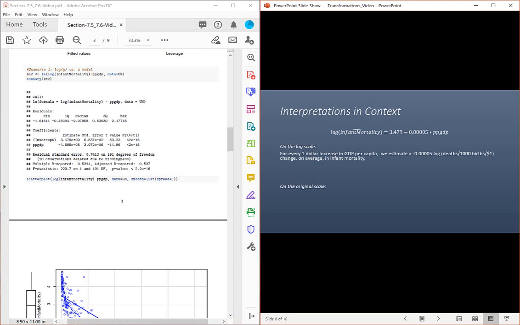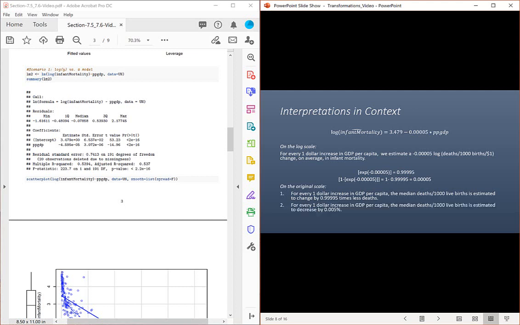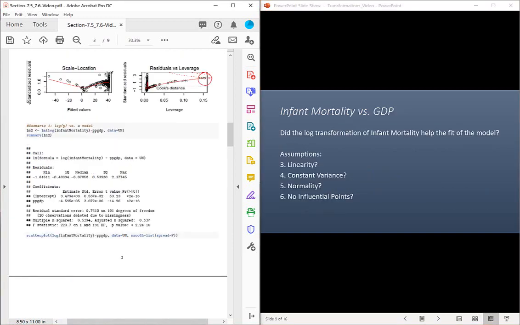Before interpreting on the original scale, we need to find e to the negative 0.00005, our slope value. Because the slope is negative, the change on the log scale is negative and shows a percent decrease. For every $1 increase in GDP per capita, the median deaths per 1,000 live births is estimated to change by 0.99995 times less deaths. Or, for every $1 increase in GDP per capita, the median deaths per 1,000 live births is estimated to decrease by 0.005%.